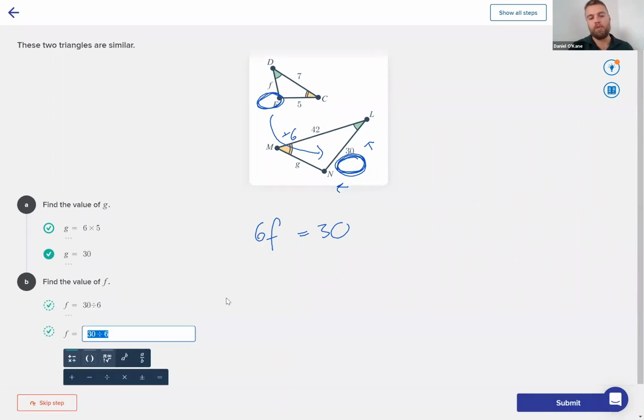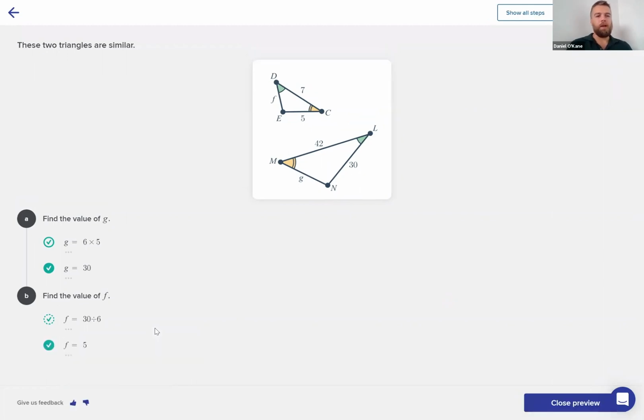So you don't always multiply by a scale factor to find a missing dimension. Sometimes you've got to take the larger dimension and divide by the scale factor to find the smaller dimension, in this case 5.